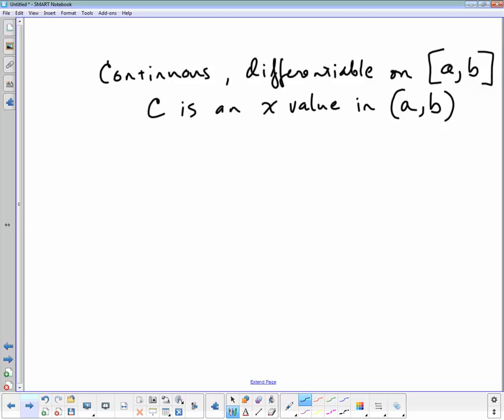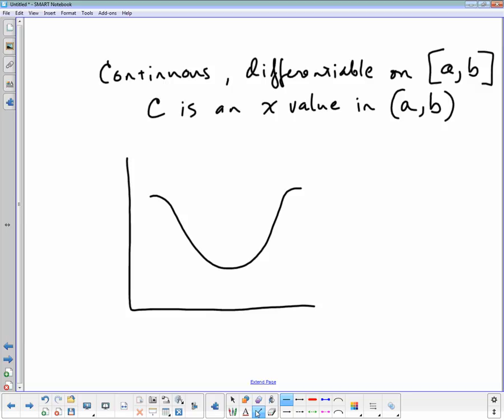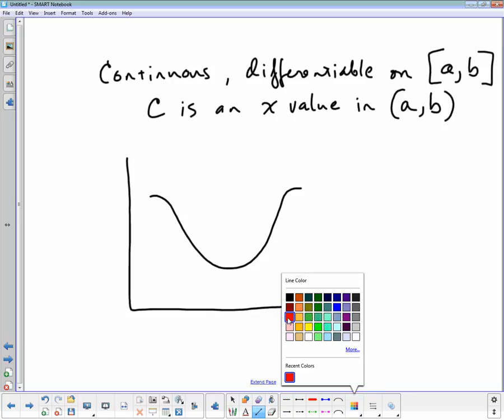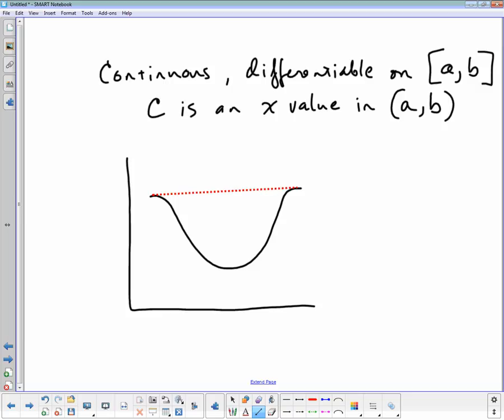So if you had a curve that did something like this, and you drew that secant line, those two endpoints are not solutions. Okay? We are looking for another point in that interval that has the same slope. That's the C you're looking for.